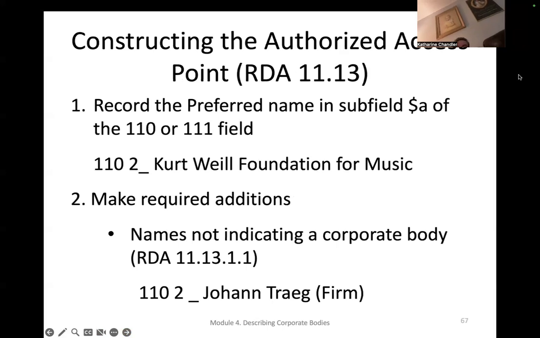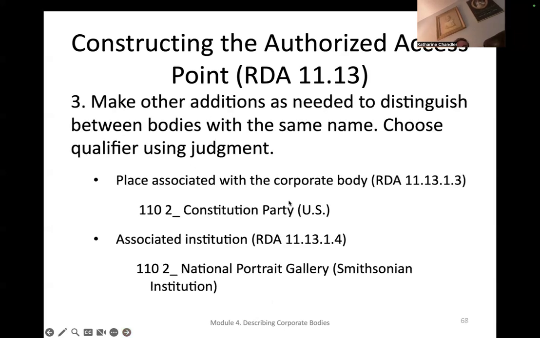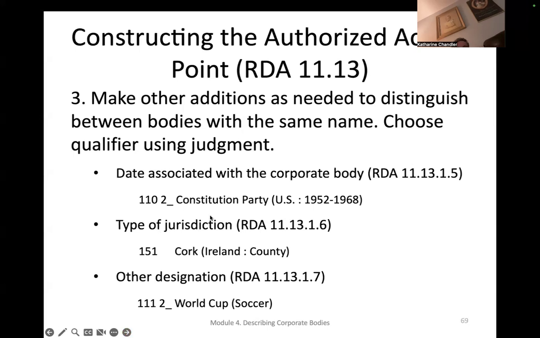Constructing the authorized access point. Record the preferred name in subfield A of the 110 or 111 field. Make required additions. Make other additions as needed to distinguish between bodies with the same name. Choose qualifier using judgment. Place associated with the corporate body or associated institution. Make other additions as needed to distinguish between bodies with the same name. Choose qualifier using judgment.